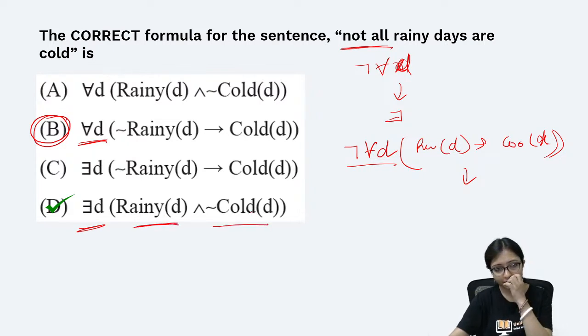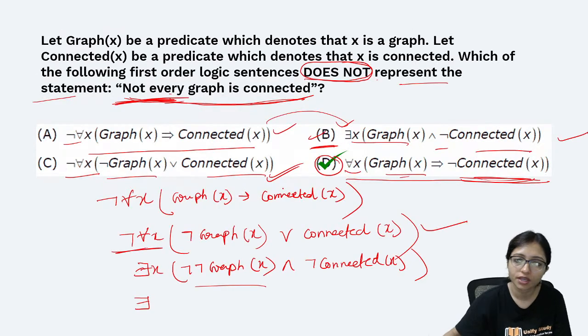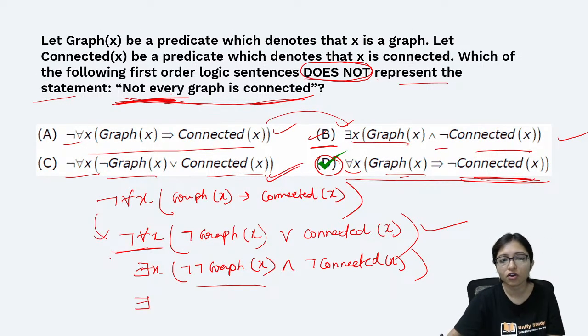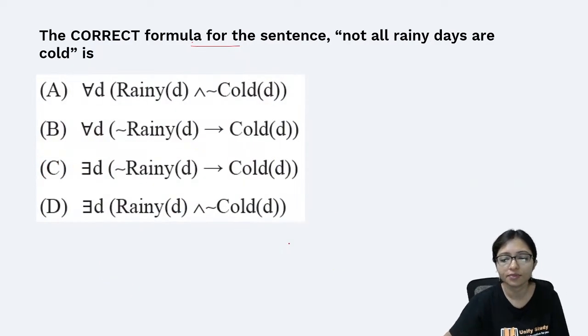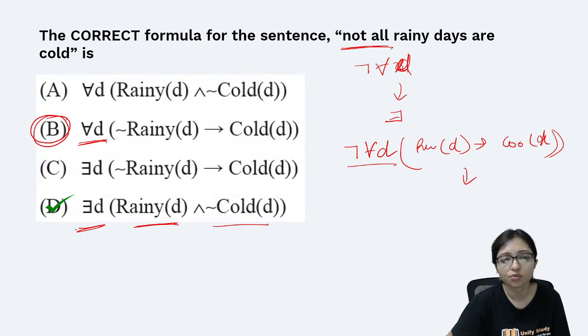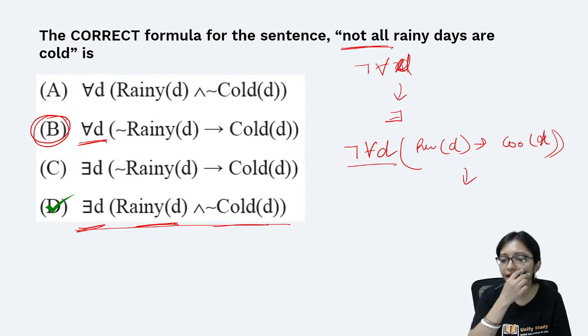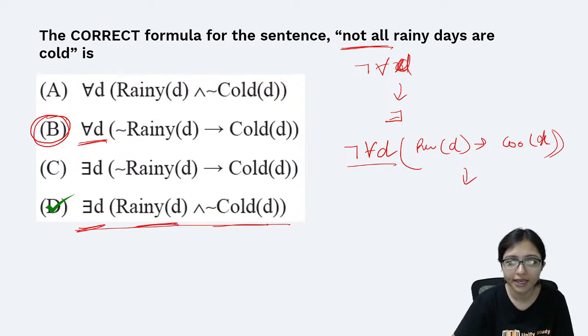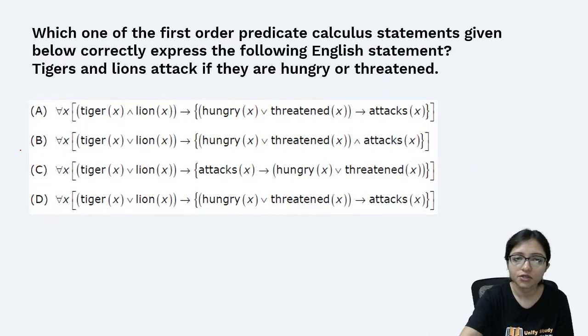Yes, not for all changes to there exists. Same way as I did this one. Not for all will be changed to there exists, and the implication will be changed to and. That's why your answer will be this one, that is option 4. Got it? Clear? Those who are telling A are also wrong. Those who are telling B are also wrong. Okay, now do this one.